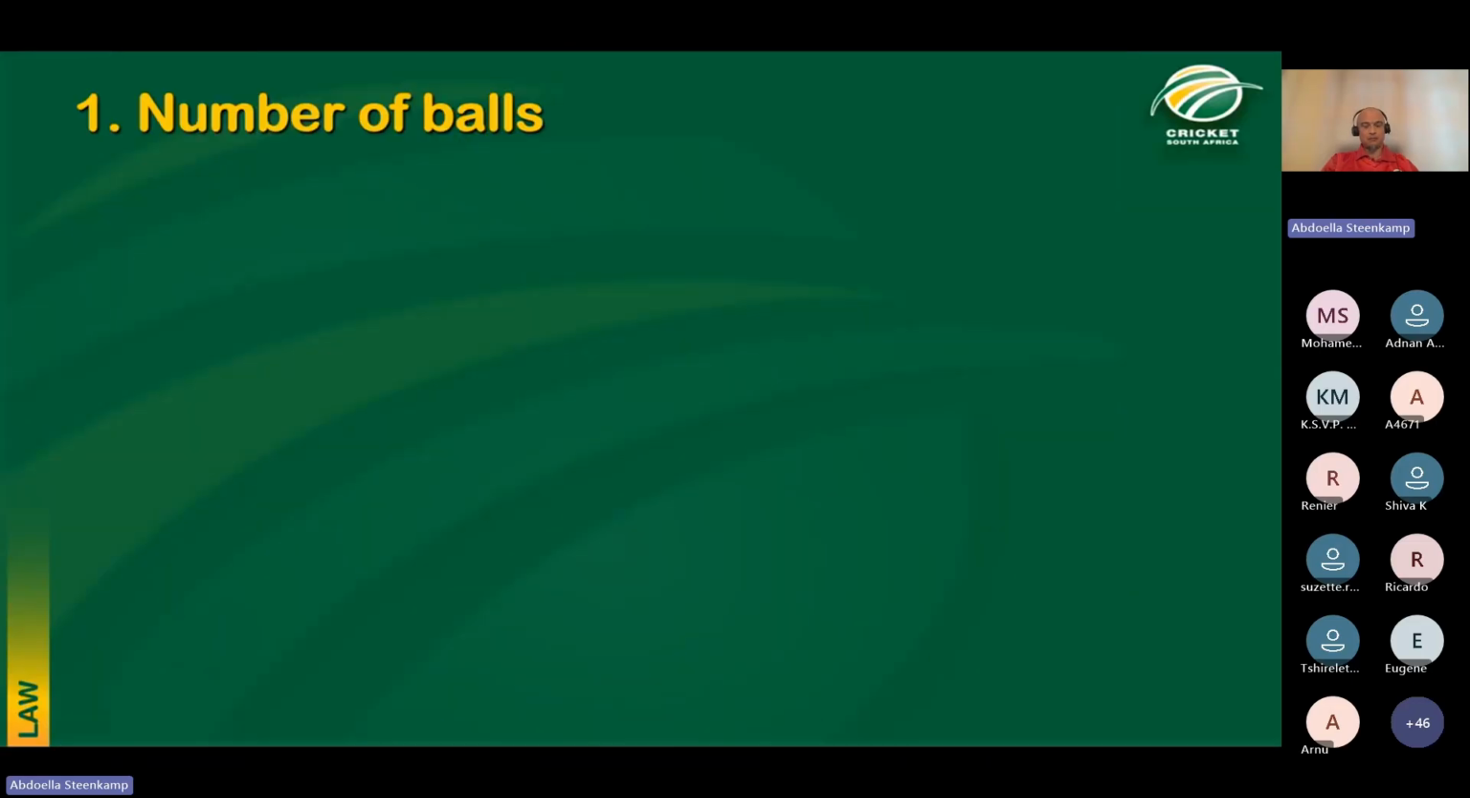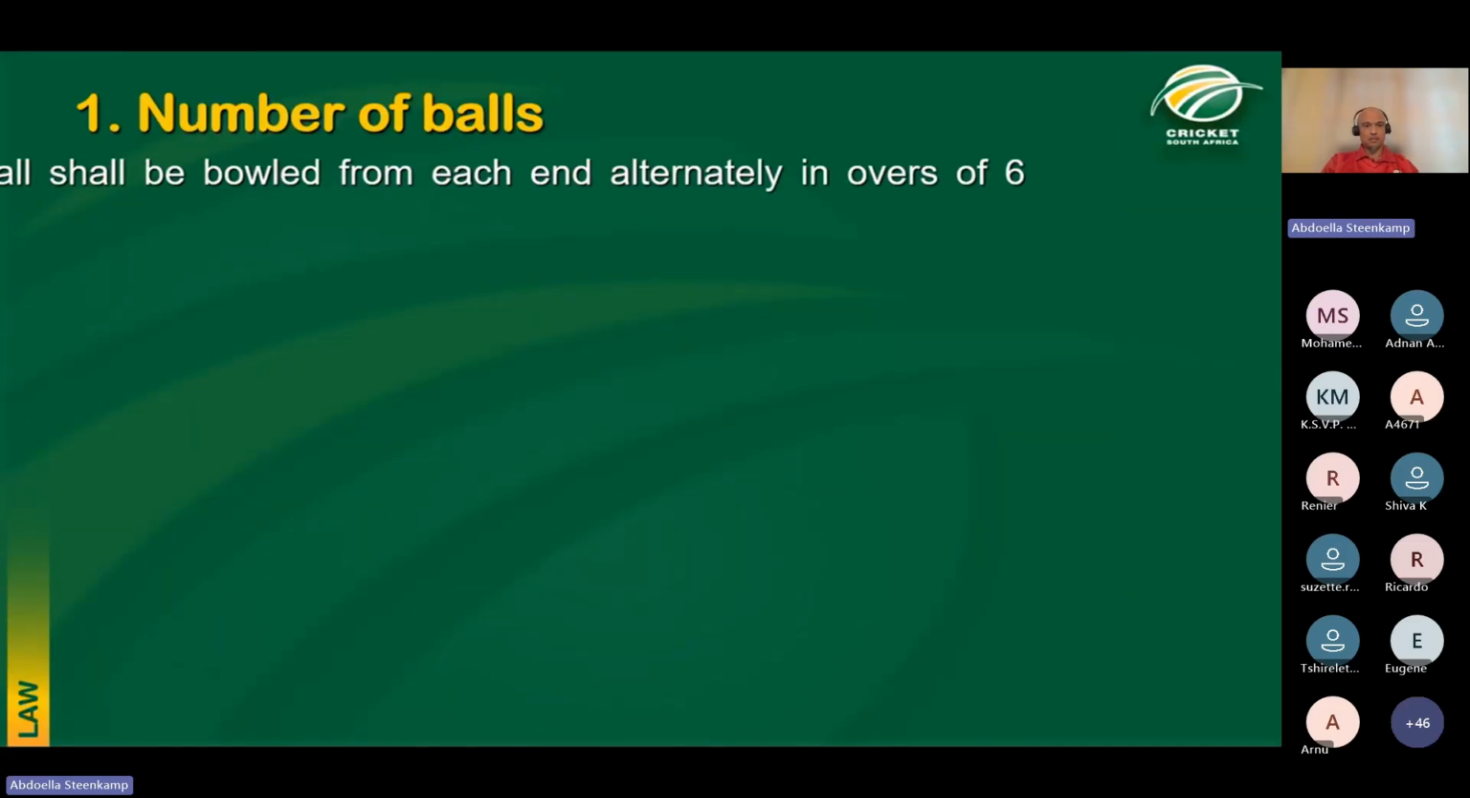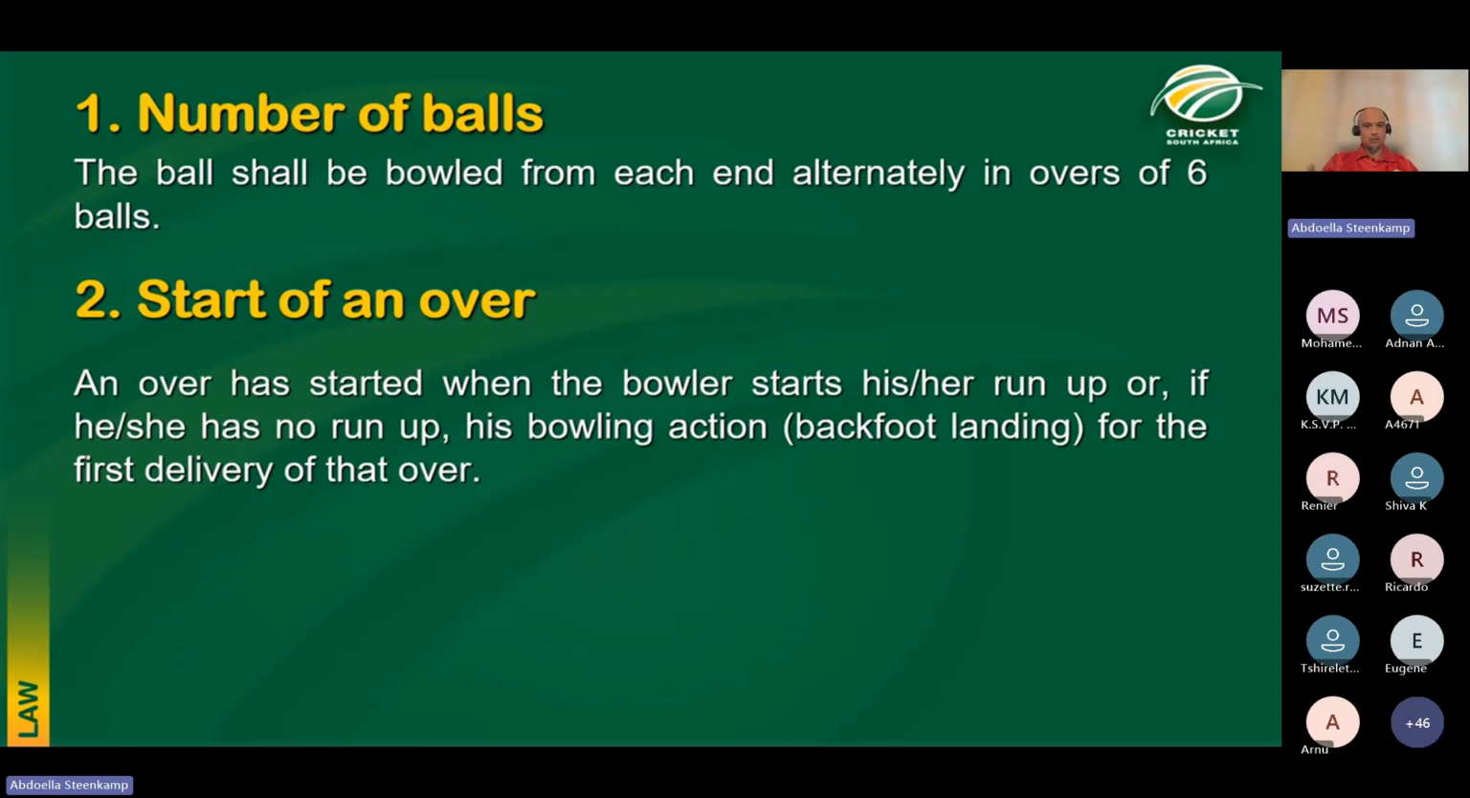Law 17, the two subsections that we're covering: when do the overs start? An over starts when the bowler starts his or her run up, or if there's no run up, when the bowler starts the bowling action, when that back foot lands. So the over technically starts as soon as the bowler takes that first step in the run up. That is when the over starts.